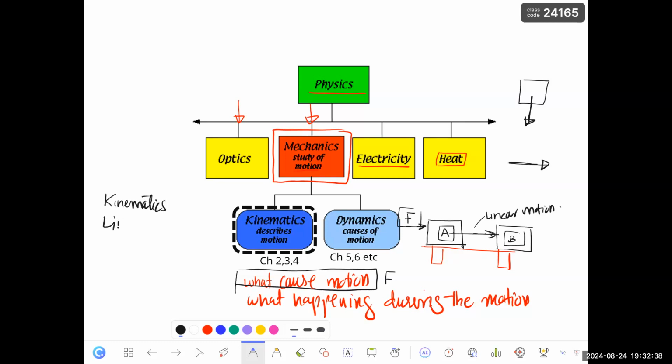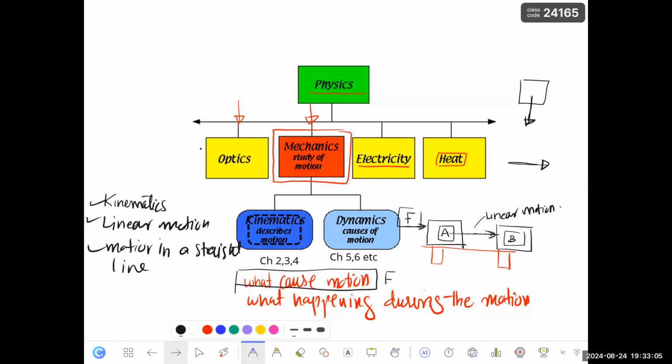So kinematics, linear motion, and motion in a straight line, these all three are pretty much the same thing with different names. So let's discuss and focus on kinematics, or linear motion, motion in a straight line.